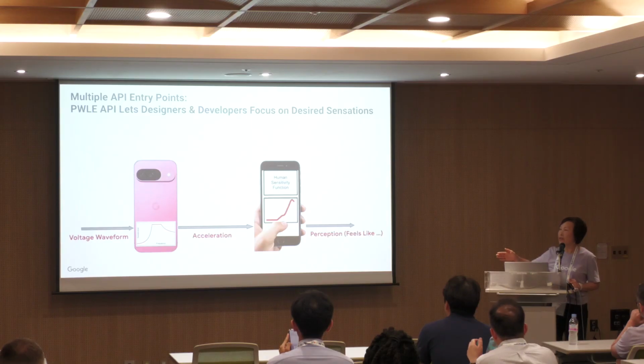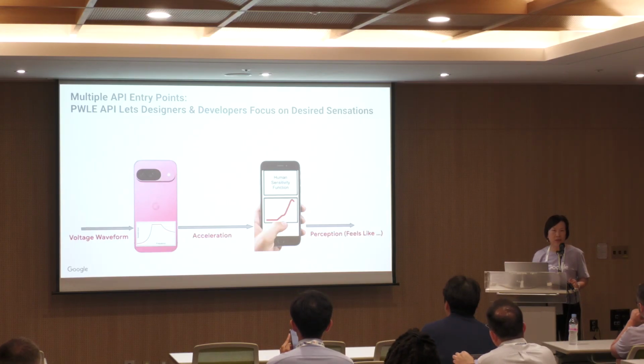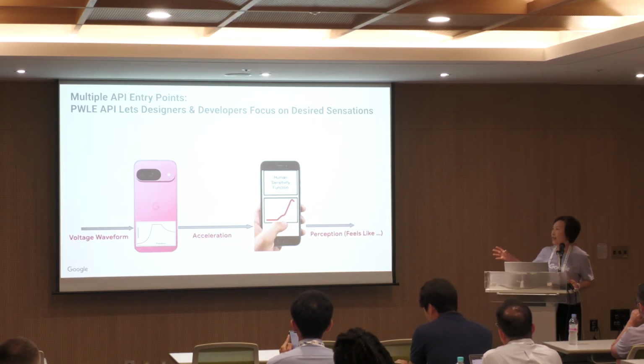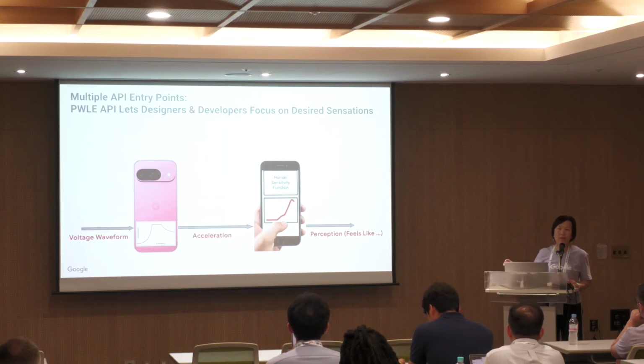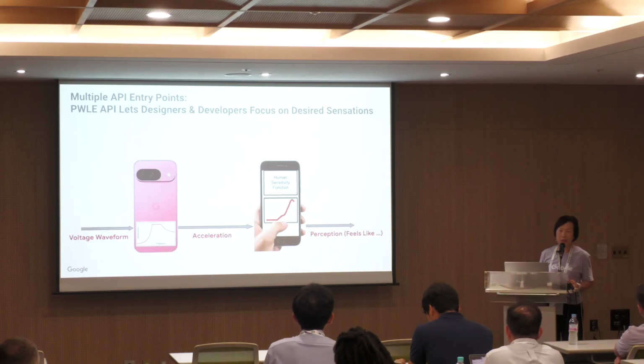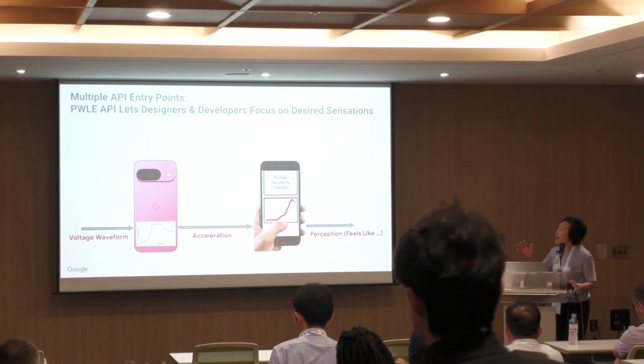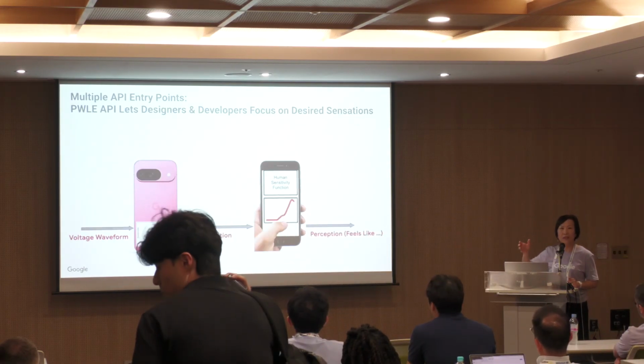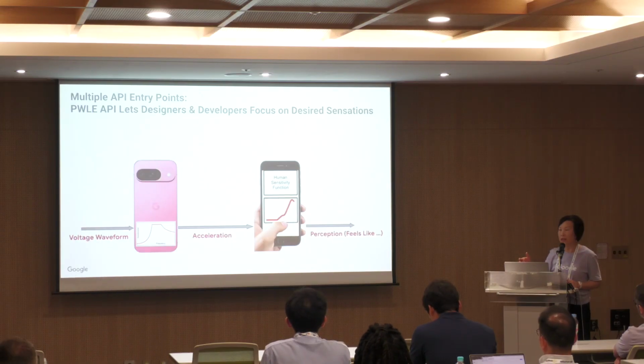And we all know that depending on the frequency response of the motor, the acceleration or the vibration you achieve will very much vary even if you have the same input waveform. And then the human hand touches the phone and it feels that vibration. And then we have perception.